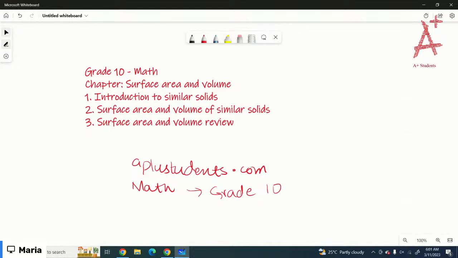So we're going to start with the chapter surface area and volume. The lessons we're going to cover today are introduction to similar solids, surface area and volume of similar solids, surface area and volume review. So let's just start with the first lesson, that is introduction to similar solids.